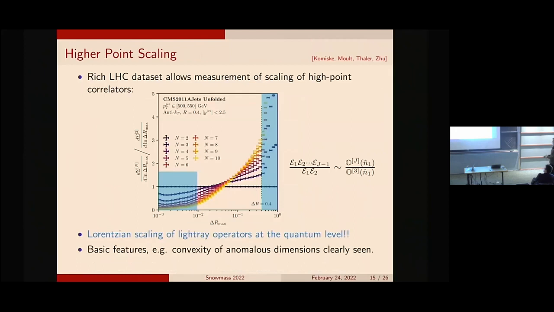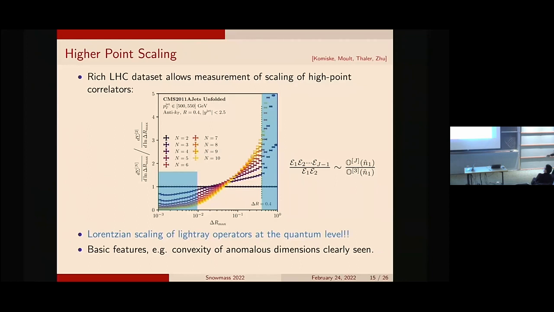However, because of the huge LHC data set, you can actually go way crazier, and you can measure, for example, up to 10-point correlators. And so these are spin 11 light ray operators, and you can see that they all exhibit this beautiful scaling behavior. So now it's in this particular ratio shown here as you go from the 2-point to 3-point all the way up to 10 points.